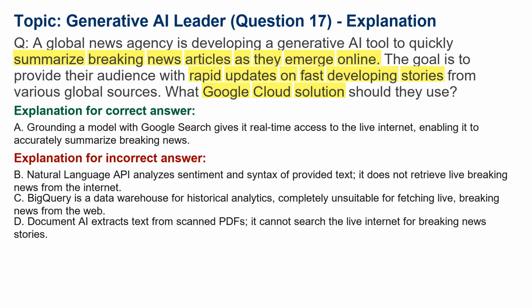Why are the others incorrect? B. Natural Language API analyzes sentiment and syntax of provided text; it does not retrieve live breaking news from the internet. C. BigQuery is a data warehouse for historical analytics, completely unsuitable for fetching live, breaking news from the web. D. Document AI extracts text from scanned PDFs; it cannot search the live internet for breaking news stories.